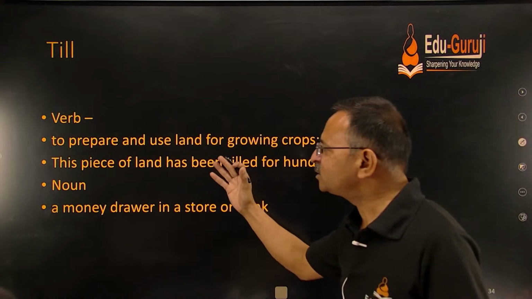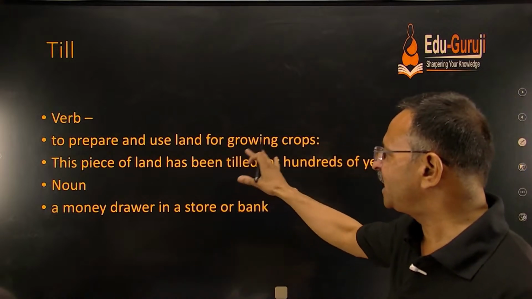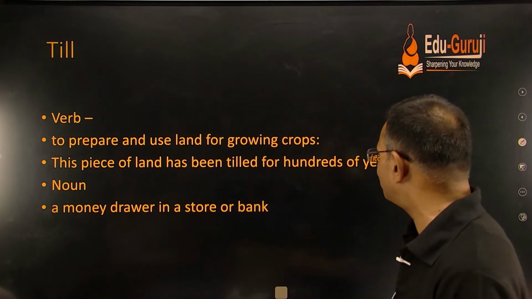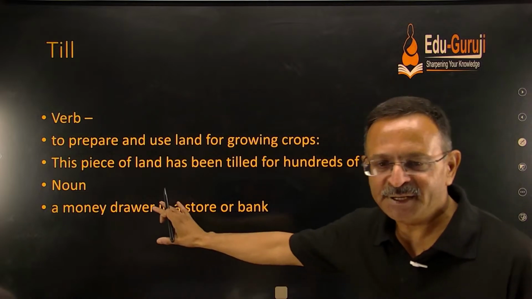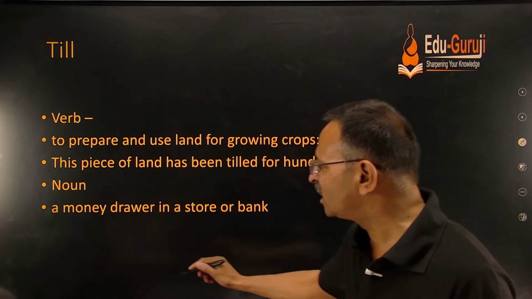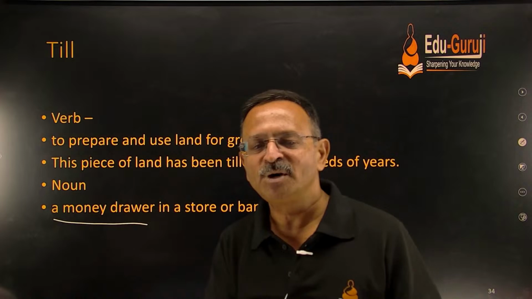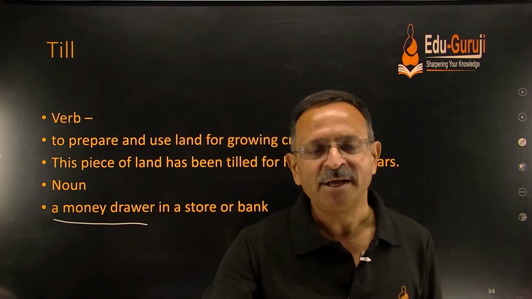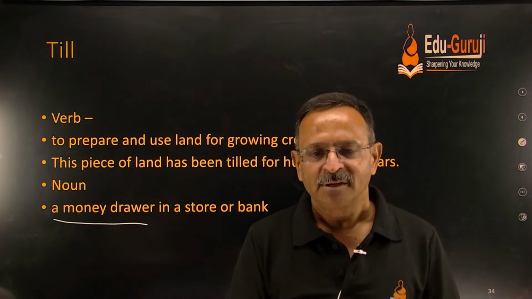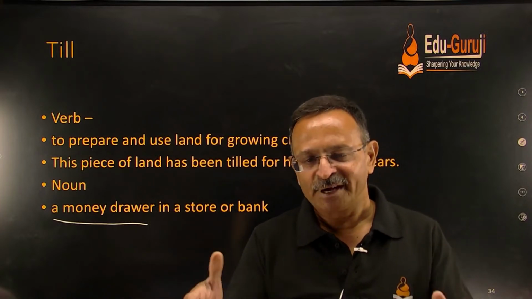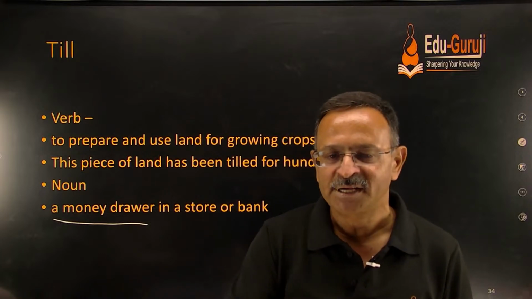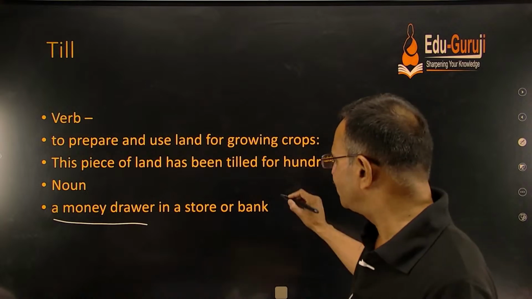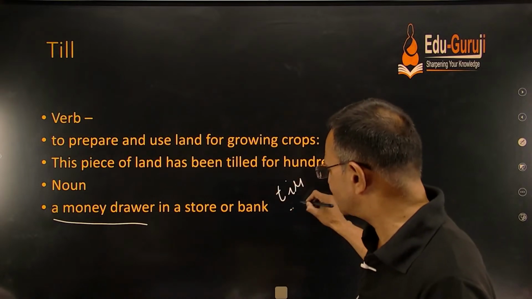Now, coming to the verb part. To prepare and use land for growing crops: this piece of land has been tilled for 100 years. And as a noun, till means a money drawer. I'm sure you must have gone to a mall, and there is a cash counter where there is a drawer where they keep the money. That particular drawer is called the till.